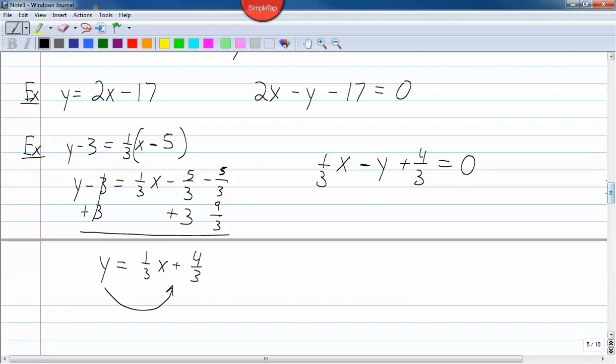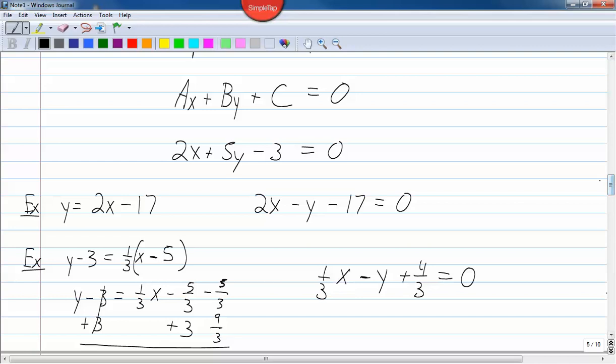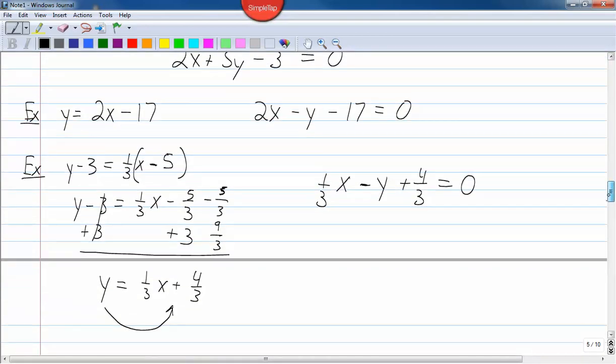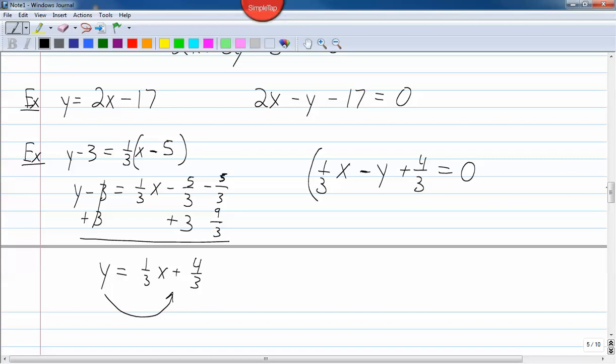Now how is this different than the general form usually? Usually with the general form, we don't have any fractions. So if you do have fractions, just multiply your entire equation by the least common denominator. So what's the least common denominator? 3. So multiply the whole thing by 3. That'll get rid of all the fractions.